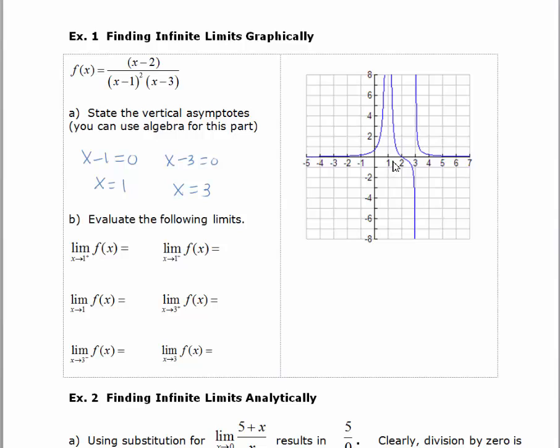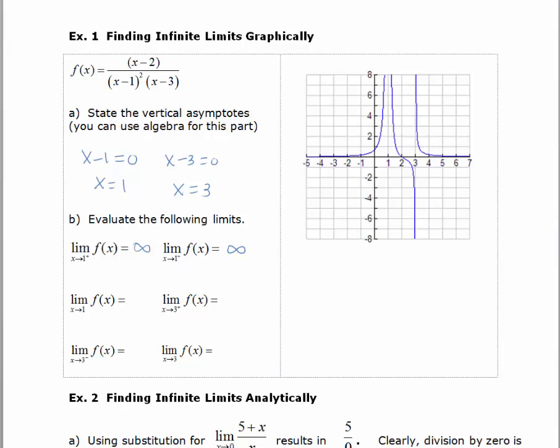So here's 1, and as x approaches 1 from the right, the y values are growing without bound. So we say we're going to infinity. So the limit is infinity. Again, not defined, but we're able to describe the behavior. Let's look at the next one. The limit as x approaches 1 from the left of f of x. So as I approach 1 from the left, my y values are growing without bound. We have another infinite limit.